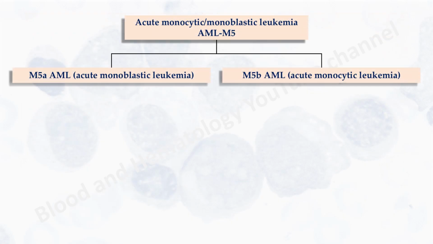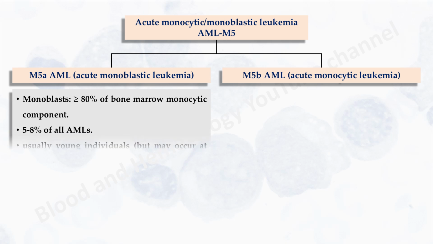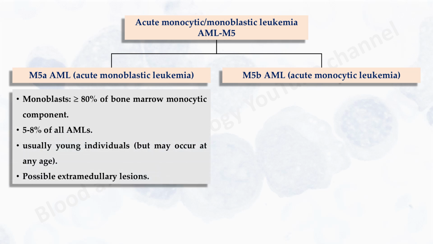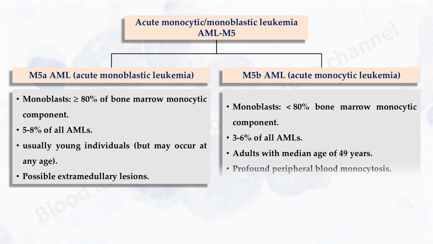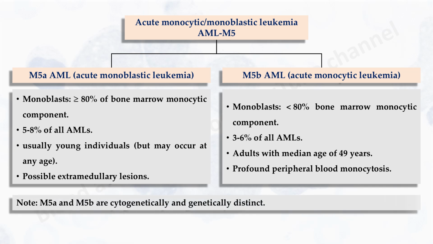M5 AML is subdivided into M5A AML, acute monoblastic leukemia, and M5B AML, acute monocytic leukemia. In AML-M5A, monoblasts comprise 80% or more of bone marrow monocytic component. In AML-M5B, monoblasts comprise less than 80% of bone marrow monocytic component, and usually there is a profound peripheral blood monocytosis. M5A and M5B are cytogenetically and genetically distinct.